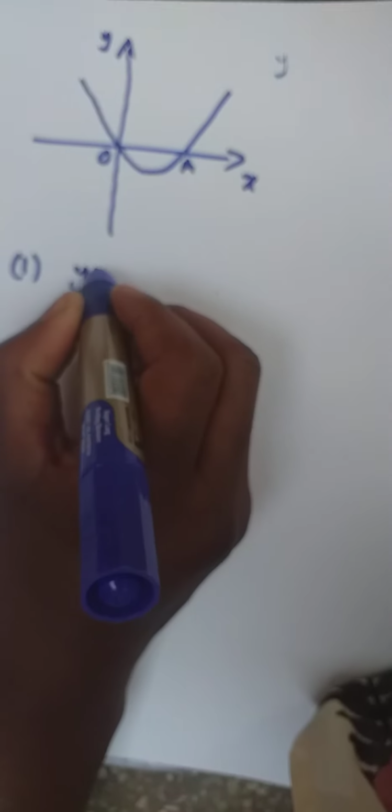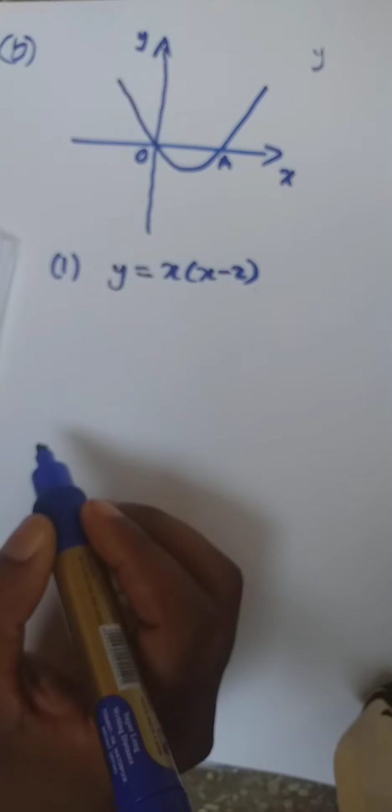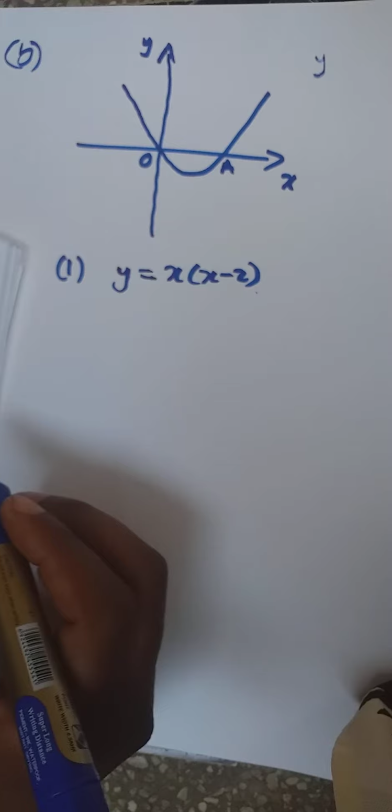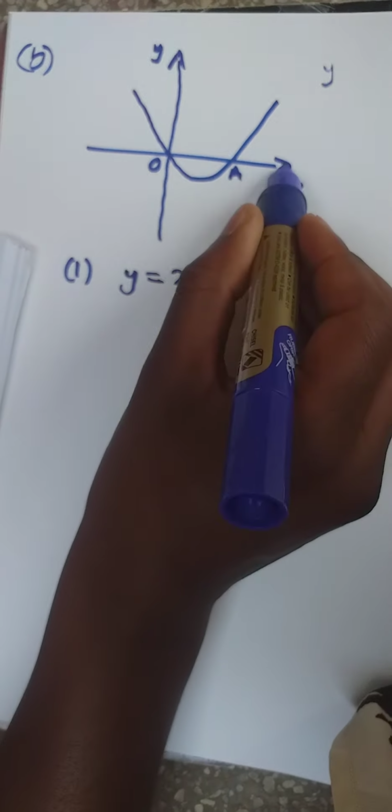Now remember, in the question here for part B there's a function that we have been given. The function is y equals x(x minus 2). This function is already given in the question on part B. So this actually means that's the function for this curve that is here. They want you to find the point where this curve cuts the x-axis.